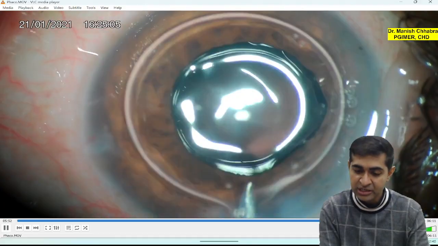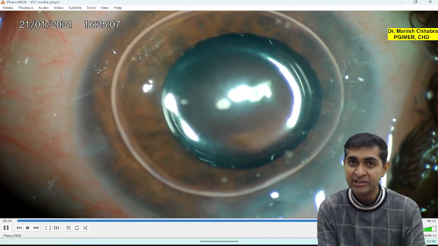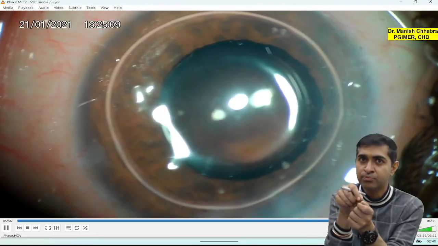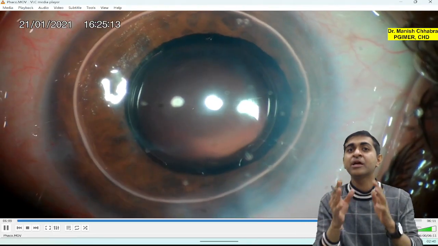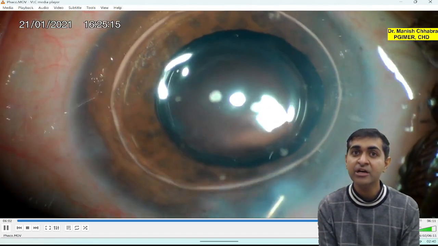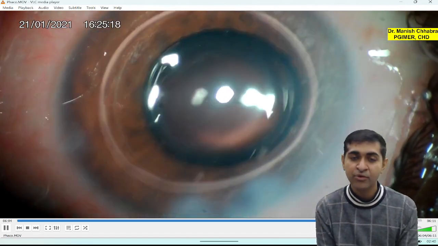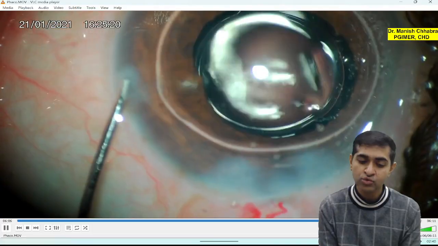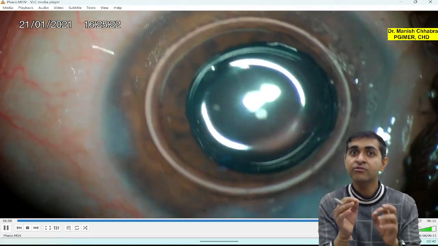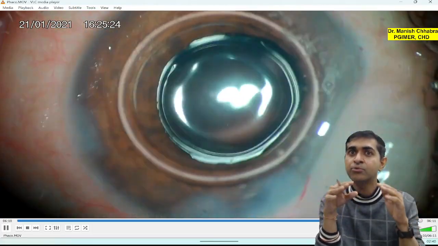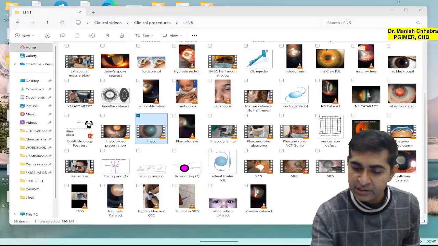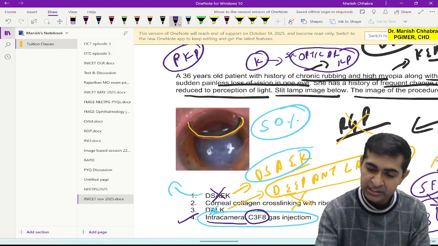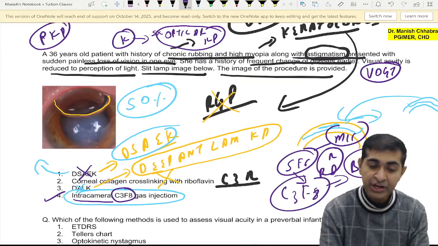So you can see, can you appreciate the air? This is just the room air. You take it in the syringe, you simply inject it. It will help in maintaining the anterior chamber for around 12 to 24 hours, by the time the incision wound and the side port wound are healed. Okay, all right. So that is how the air is injected. So the answer is intracameral.